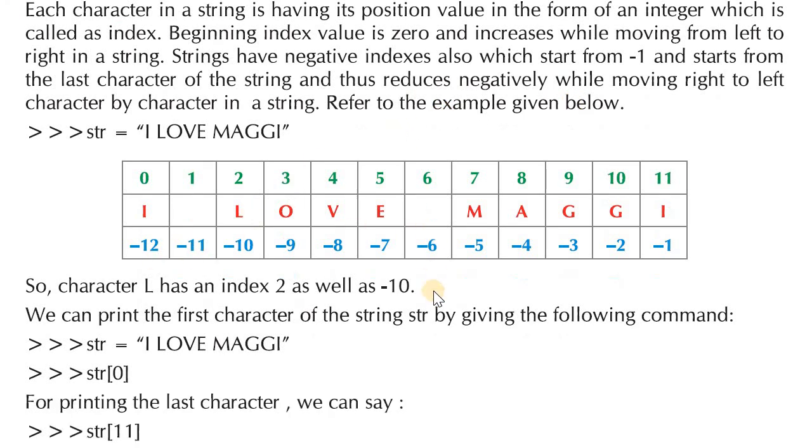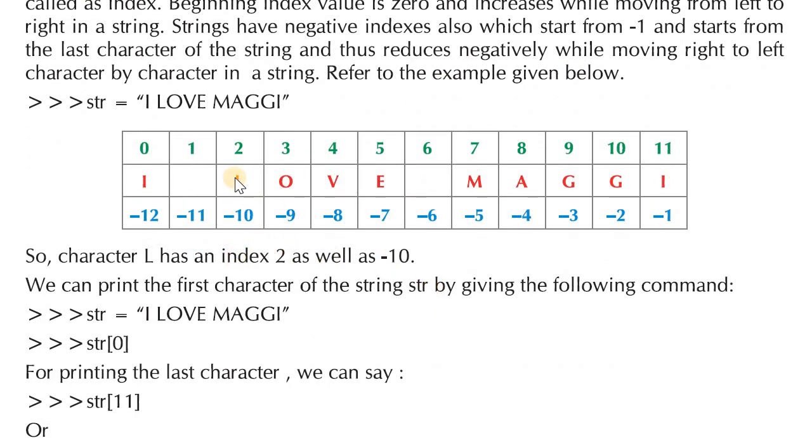So the character L has an index of what? 2 as well as -10. See, L has index 2 because this I has index 0, the empty space is 1, and L is 2. And if I start from the last one, this I is -1, so L is what? -10. Right.